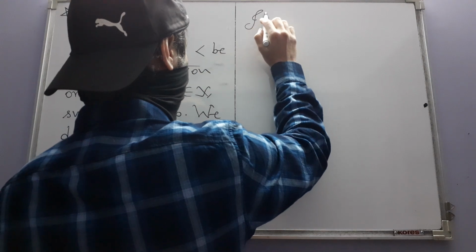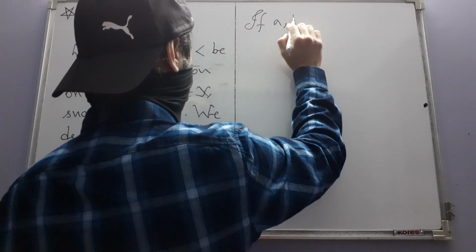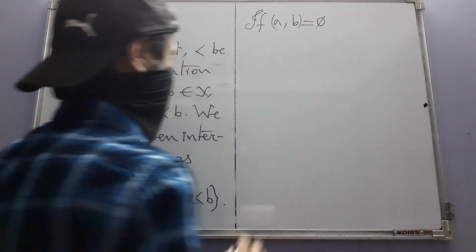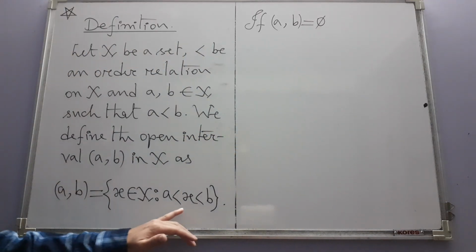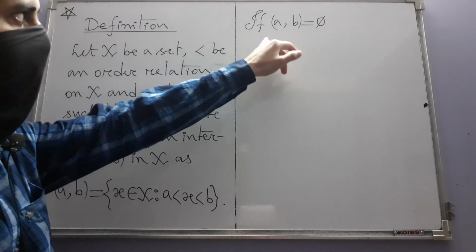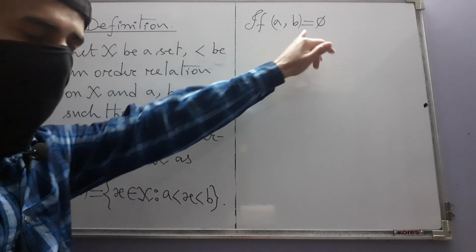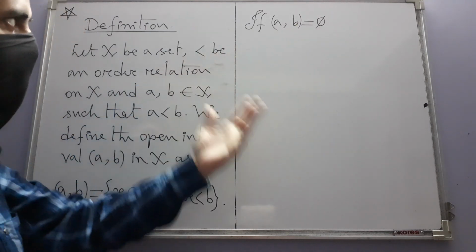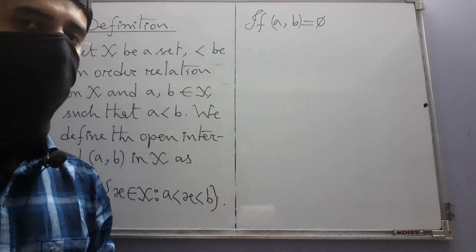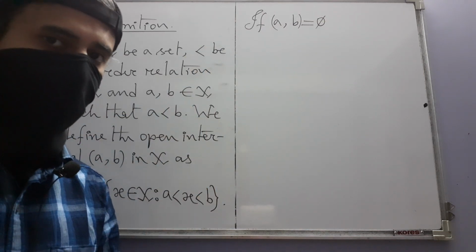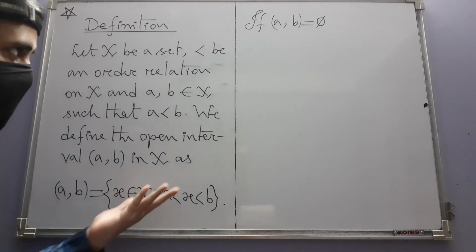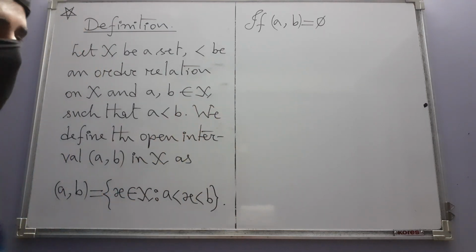If this is empty. Now we never see this thing if A and B are real numbers and this is our ordinary less than relation. Then this never happens. Between two distinct real numbers, there is always another real number. But in a general ordered set, this may happen.